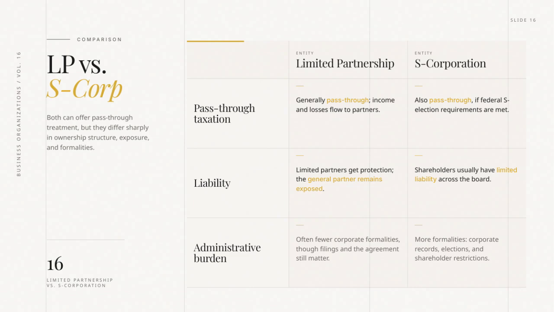When it comes to administrative requirements, LPs tend to have fewer formalities, although you still need to handle filings and maintain a partnership agreement. S corporations require more rigorous corporate formalities, including maintaining corporate records, holding elections, and adhering to shareholder restrictions. Understanding these distinctions is crucial when choosing the best entity for your business needs.